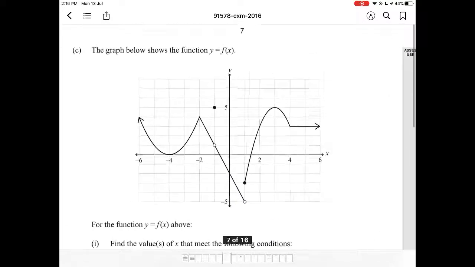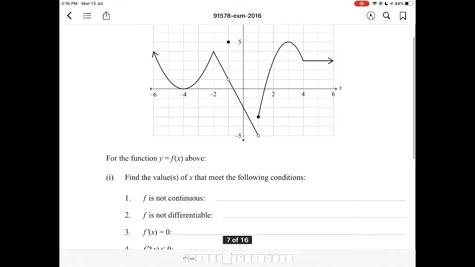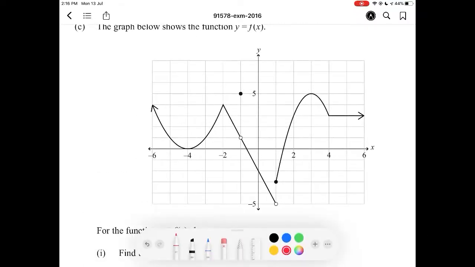Alright, so question C. The graph below shows the function y equals f of x. For the function y equals f of x above, find the values of x that meet the following conditions. f of x is not continuous. The places that are not continuous: here, because f of negative 1 is 5, therefore it's not continuous.